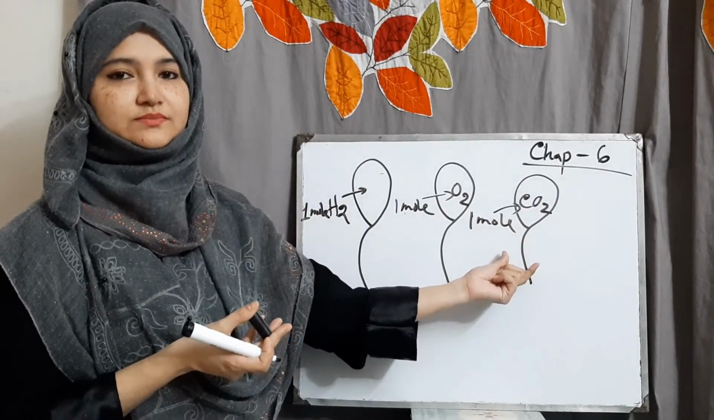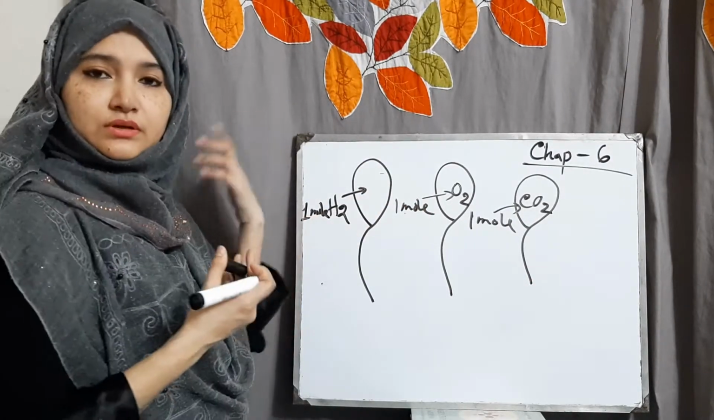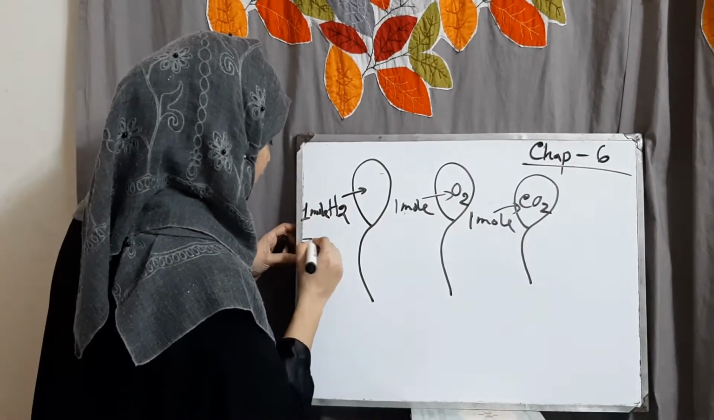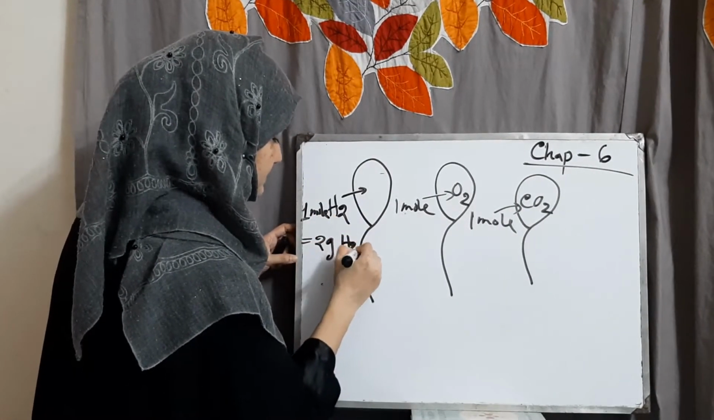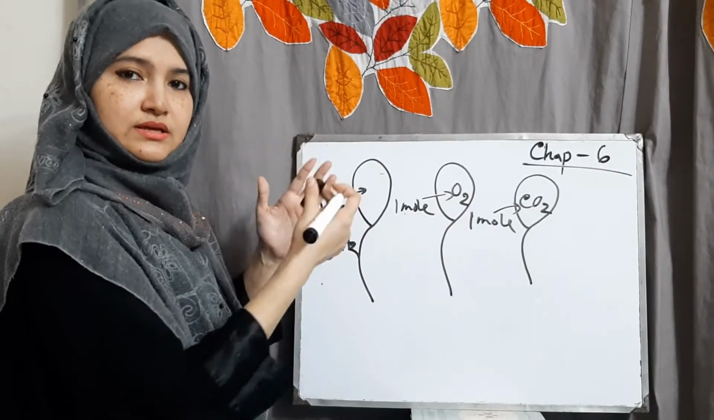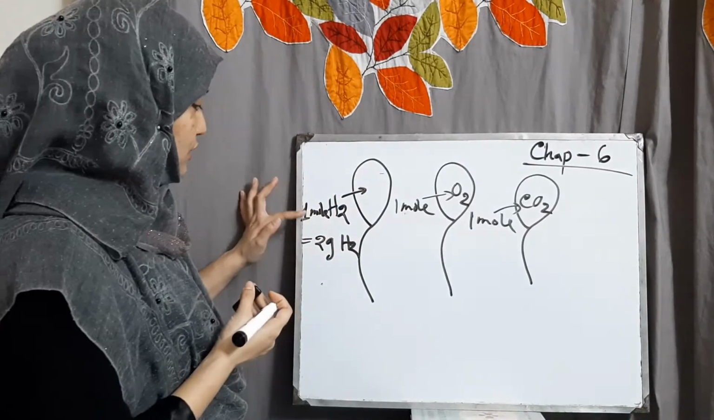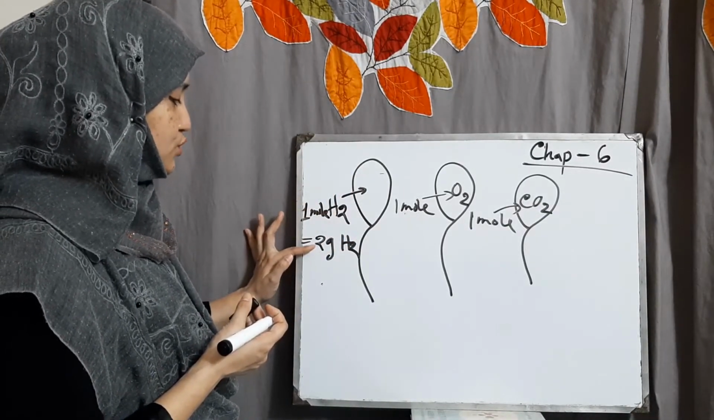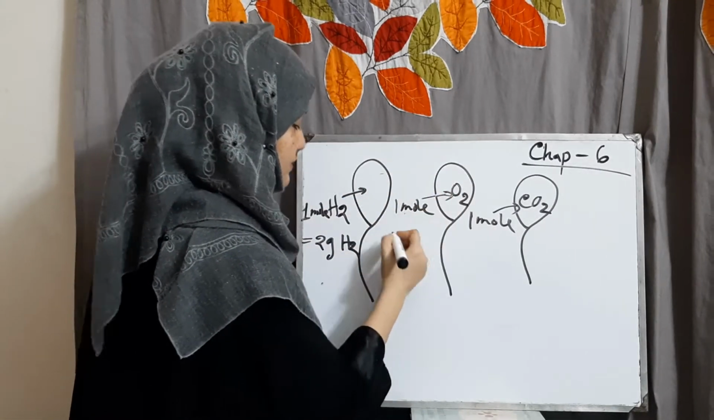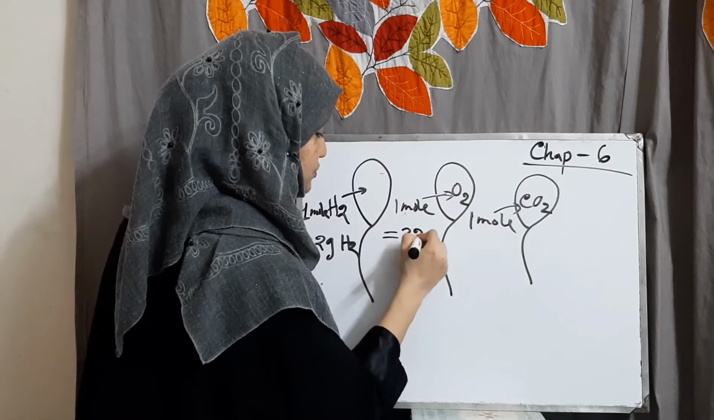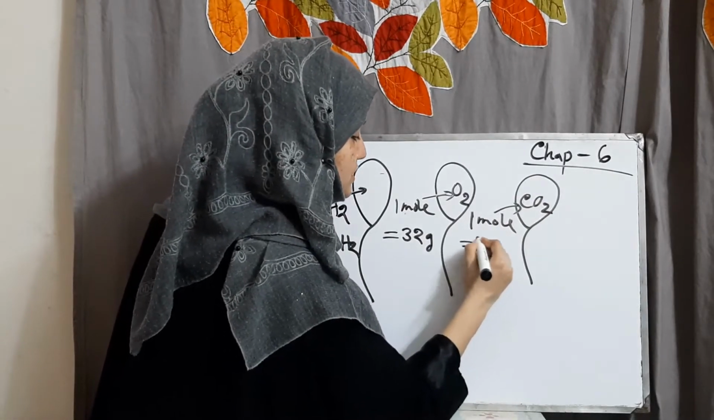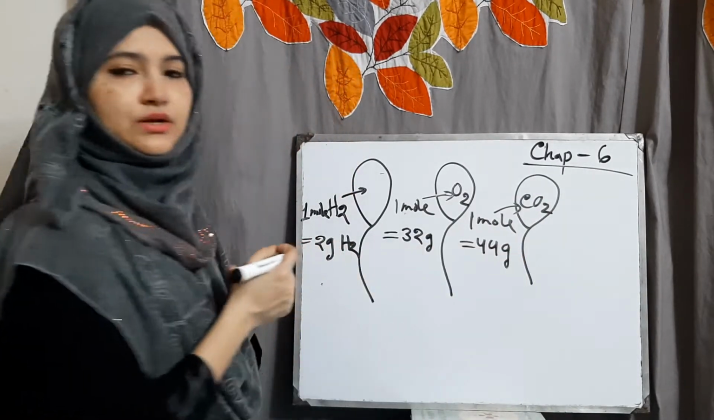We already know 1 mole of hydrogen gas means 2 gram hydrogen gas. In our last class I discussed that. Similarly, we know 1 mole of oxygen gas is equal to 32 gram oxygen gas, and 1 mole of carbon dioxide is equal to 44 gram carbon dioxide gas.